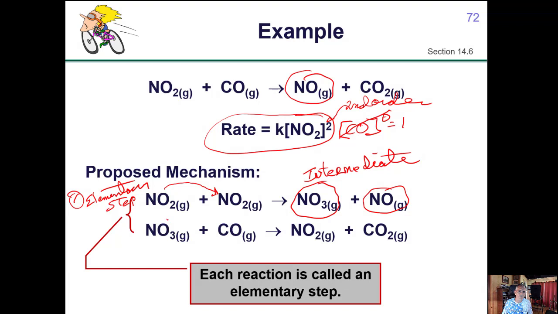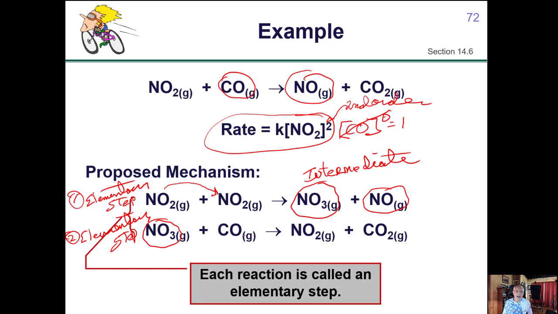So here is that intermediate, nitrogen trioxide, and it's a reactant in our second elementary step. So this is again another elementary step, and this intermediate is now a reactant, and it's going to get consumed. It's going to collide with carbon monoxide, which has to be in here somewhere because it is a reactant in this reaction. It's zero order. Changing the concentration doesn't change the rate, but it has to be in the reaction.